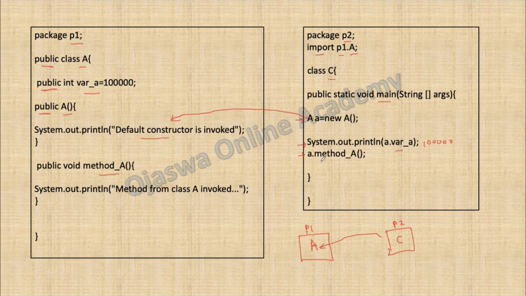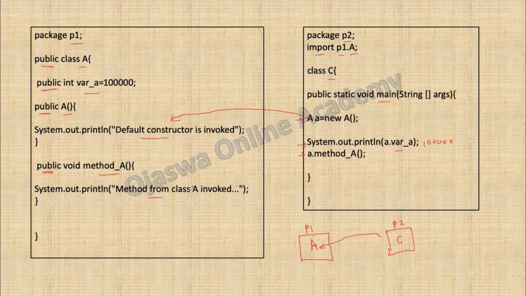Now the next statement is a method call. So if you want method underscore A, this method, to be accessible outside the package, you need to mention the public keyword in the definition. Only then this method will be accessible outside the package. So as this method is public, you can access it and the method is executed. When the interpreter reads the method call, the method is executed and the statement is printed to the console, method from class A invoked.